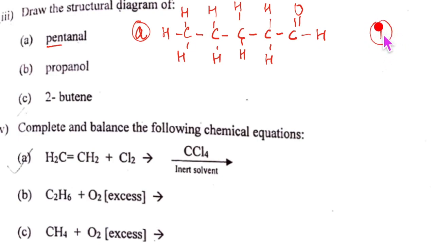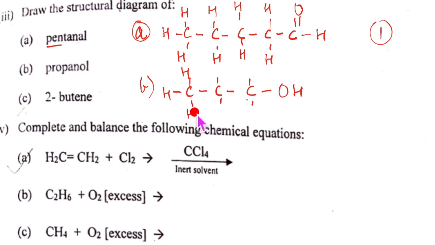So you write this, you get your 1 mark. Propanol: prop means it is 3 carbons, and ol means it is the dash OH group. And for all carbons, we will have to show 4 valencies taken up by hydrogen. Okay, so that is your 1 more mark.